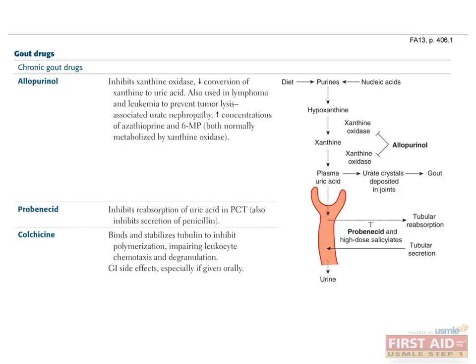Probenecid, the other option for the treatment of chronic gout, works by blocking the reabsorption of uric acid at the proximal tubule. This allows more uric acid to continue through the nephron and ultimately be excreted in the urine. Interestingly, probenecid also has the side effect of inhibiting the secretion of penicillin, something you'll want to be aware of if the patient's on penicillin and on probenecid at the same time.